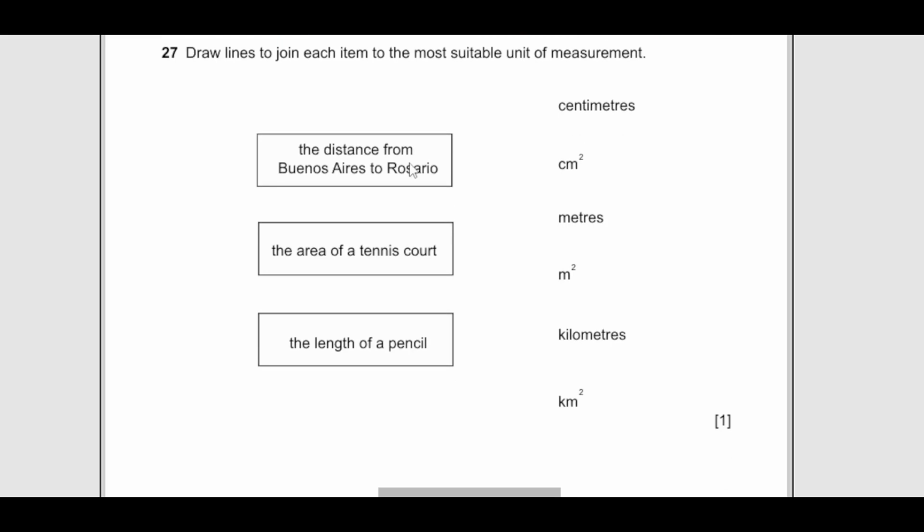Okay, now draw a line to join each item to the most suitable measurement. So the distance from Buenos Aires to this one is going to be in kilometers. So I'm just going to join kilometers to the biggest distance. Area of a tennis court should be in square meters, and the length of a pencil is in centimeters.